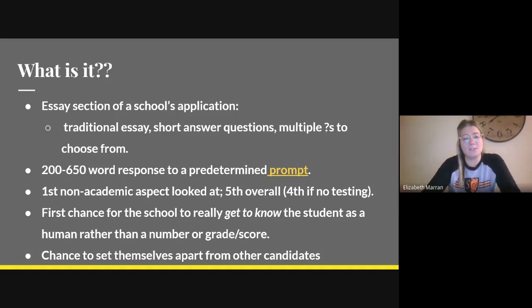So it's the chance for students to set themselves apart from the other candidates. There might be a lot of students who got A's in math or were in the top 25% of their class, or any of those qualifying factors. The essay is going to be what sets you apart and hopefully gets you admitted to the school.